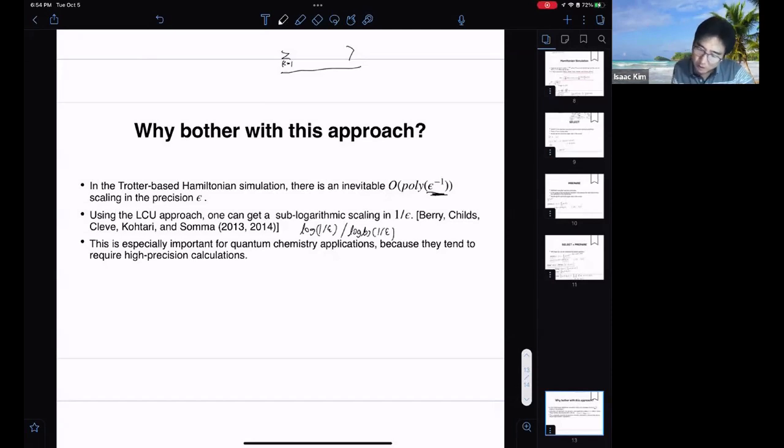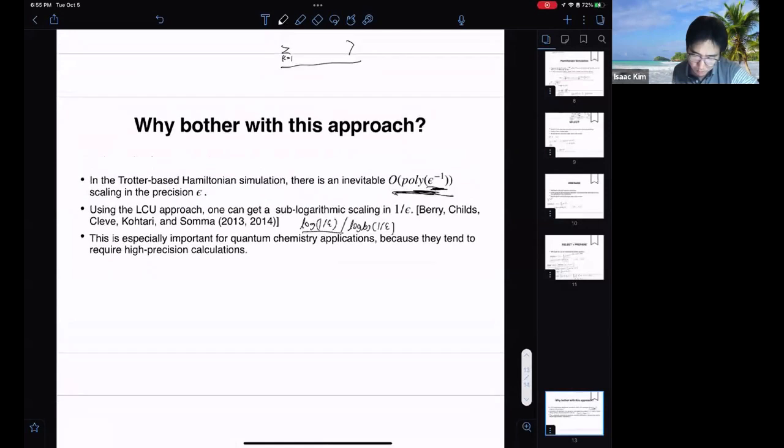And this difference between scaling polynomially in 1 over epsilon and logarithmically in 1 over epsilon is crucial, because often quantum chemistry applications tend to require higher precisions. And so this exponential improvement in the inverse precision actually makes a significant difference in practice. That's the main important advantage of the LCU method compared to the Trotter-based methods.